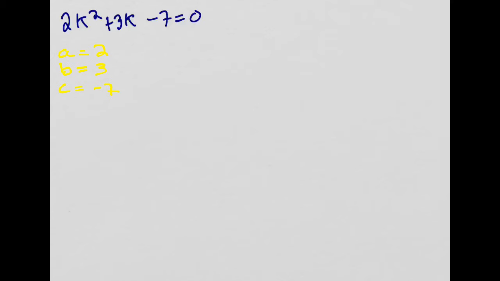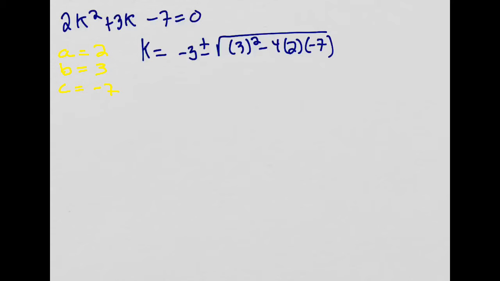We're able to know our a, b, and c because this example is in standard form. If it was not in standard form, we would need to convert it to standard form in order to solve. I'm using k, so let me go ahead and put k. K equals negative 3 plus or minus the square root of 3 squared minus 4 times a, which is 2, times c, which is negative 7, all over 2 times a.